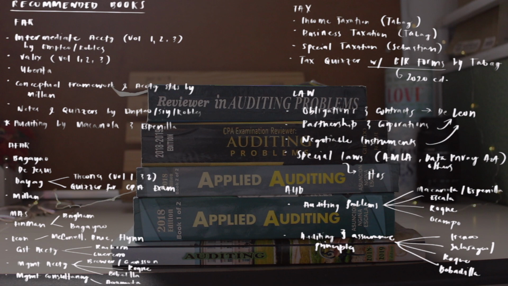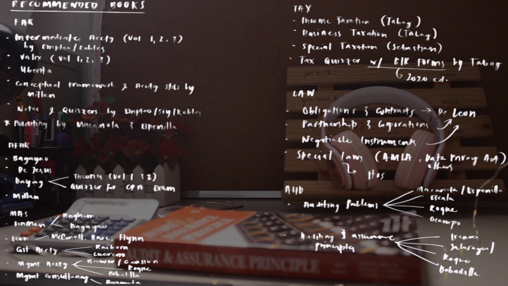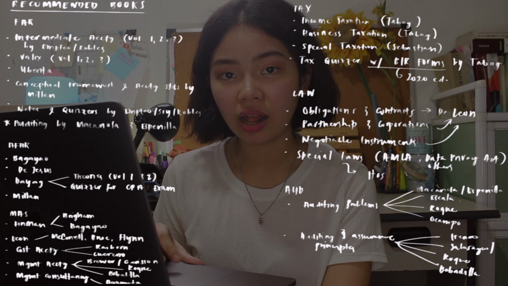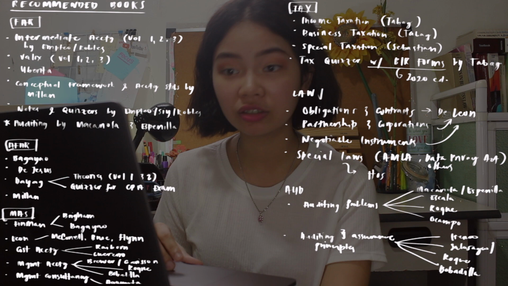For auditing theories and assurance principles, ang ginagamit namin na book dito is yung kay Ma'am Ireneo. And then, for basic concepts, you have Salosagcol. Meron na rin siyang quizzer, yung kay Salosagcol. And then, for more advanced na multiple choice questions, Tokey. And Bobadilla. Hindi ko masyadong nagamit yung Bobadilla ko. Nag-focus na lang ako kay Ireneo, Salosagcol, and Tokey. So, that's all for my accounting book recommendations.